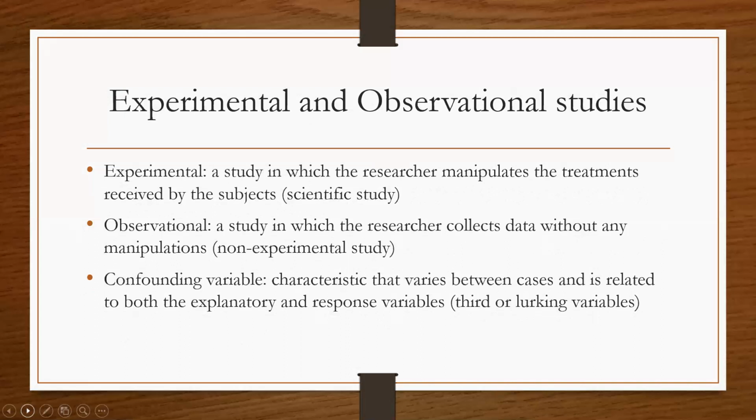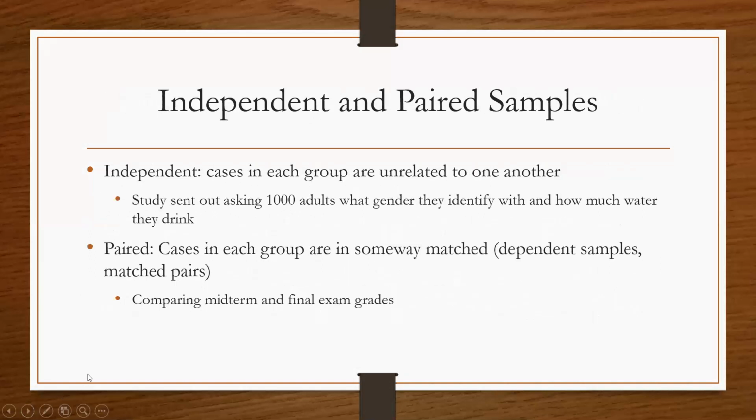And so with these is something known as the confounding variable. It's also called the third or the lurking variable. Basically it's a characteristic that varies between cases, and it's related to both the explanatory and response variables, and can throw off the experiment. So you want to try and limit the confounding variables as much as possible.